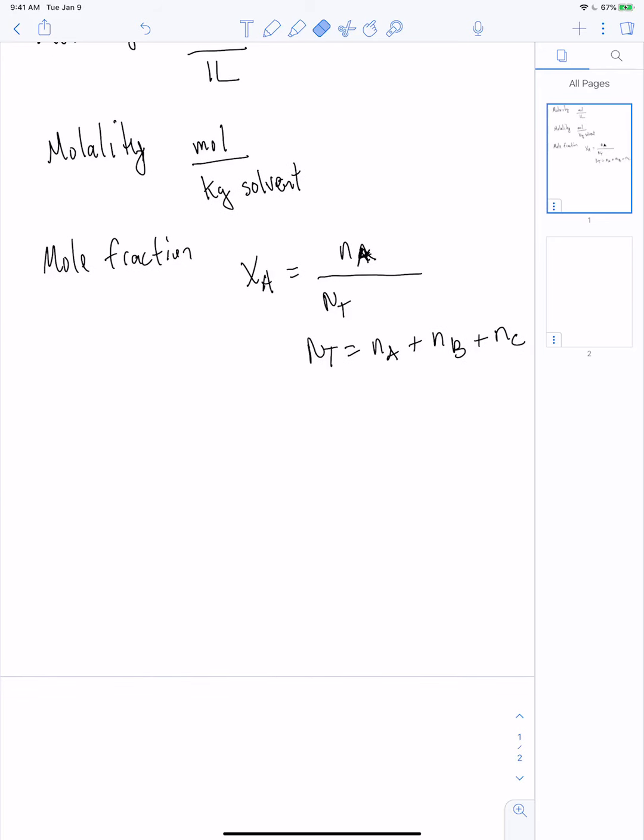Okay. But now that we have those terms, we can talk about colligative properties. Sorry, we have to get through my notes here. All right, there we go.